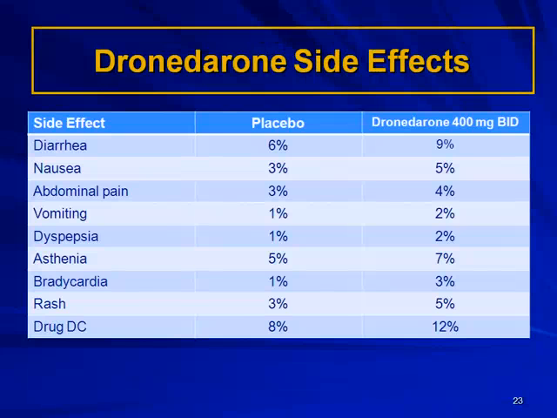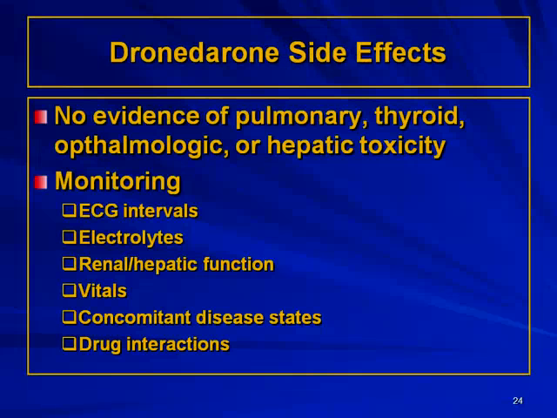So this is a drug that, compared to amiodarone, doesn't have the laundry list of non-cardiac side effects. So in slide 24, to date, no evidence of pulmonary, thyroid, ophthalmologic, or hepatic toxicity. I should also say, to my knowledge, no evidence of neurologic toxicity. But monitoring, as with any antiarrhythmic drug, I think is key.